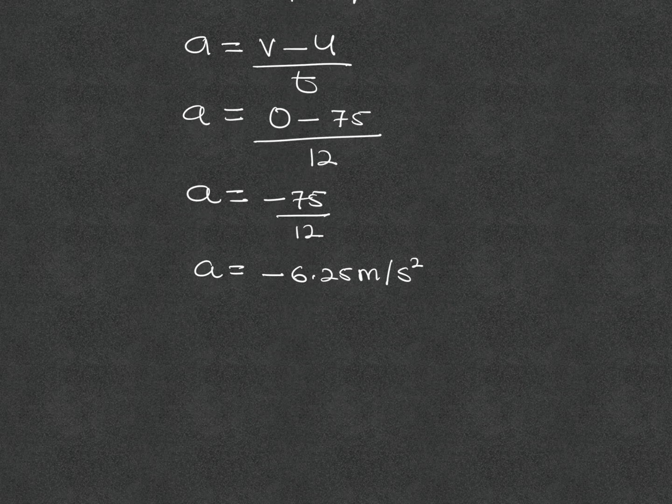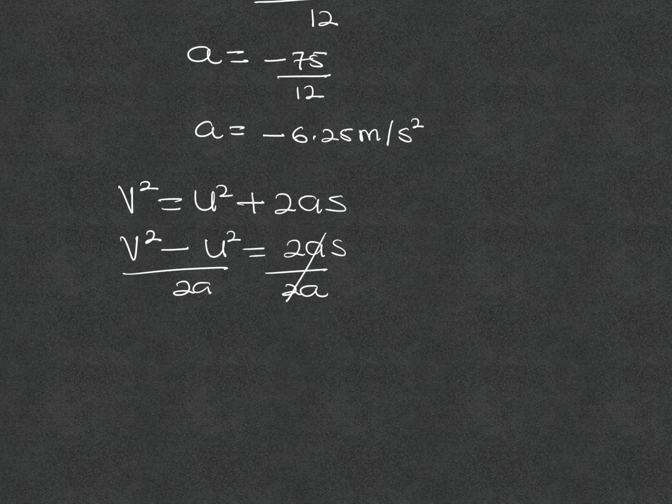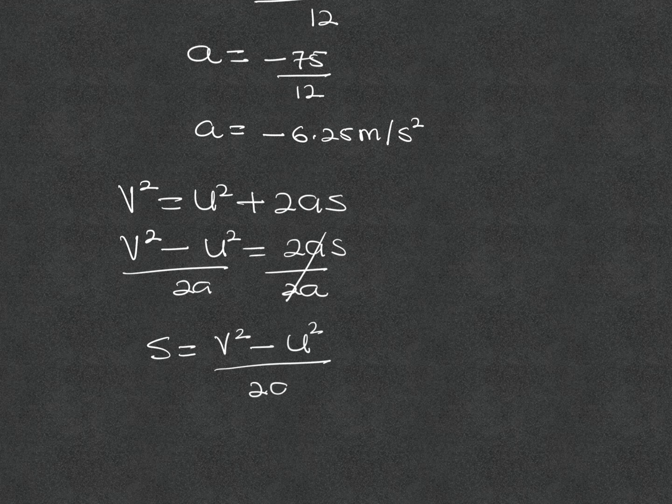We can. If we want, we can use v squared is equal to u squared plus 2as. If I want to make s the subject of the formula, I would say v squared minus u squared is equal to 2as. To make s the subject of the formula, we divide both sides by 2a. All right, so therefore s is equal to v squared minus u squared all over 2a.